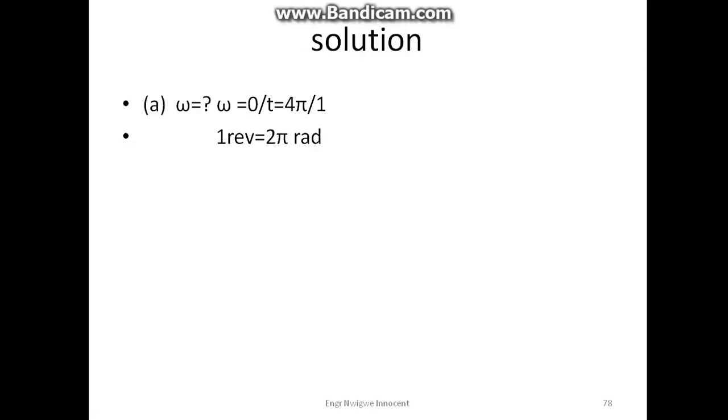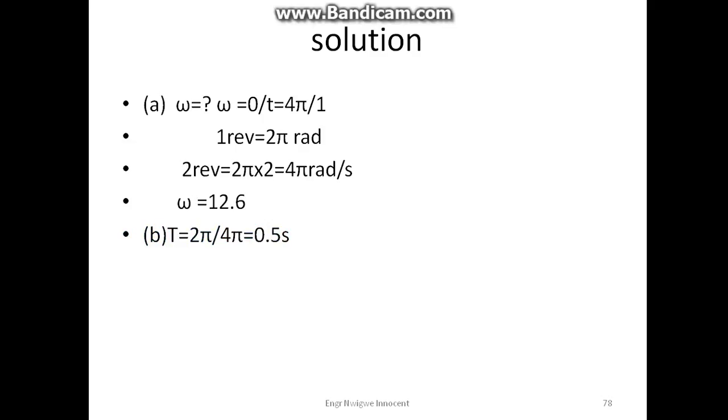Solution. We are looking for the angular velocity, which is unknown. Omega is equal to theta over t. 1 revolution is equal to 2 pi radians. 2 revolutions is equal to 2 pi times 2, which gives us 4 pi radians per second. Omega is now equal to 12.6 radians per second, if you substitute the figures into the unknown values.